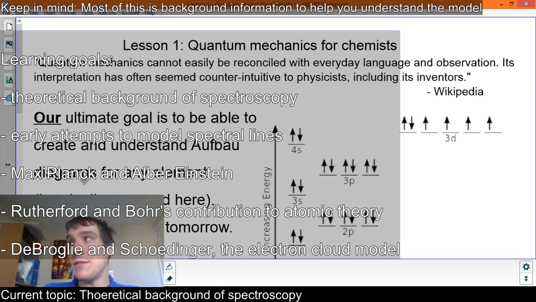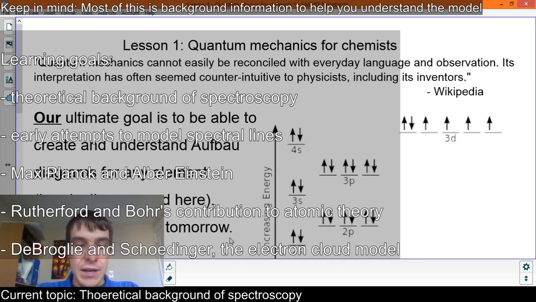Then we get into the good stuff, Max Planck and Albert Einstein. And then Rutherford and Bohr, the actual curriculum stuff. That's something that you need to know according to the curriculum. And then the last piece is DeBroglie and Schroedinger. You might have heard of Schrodinger's cat. We're going to talk a little bit about Schrodinger's cat.